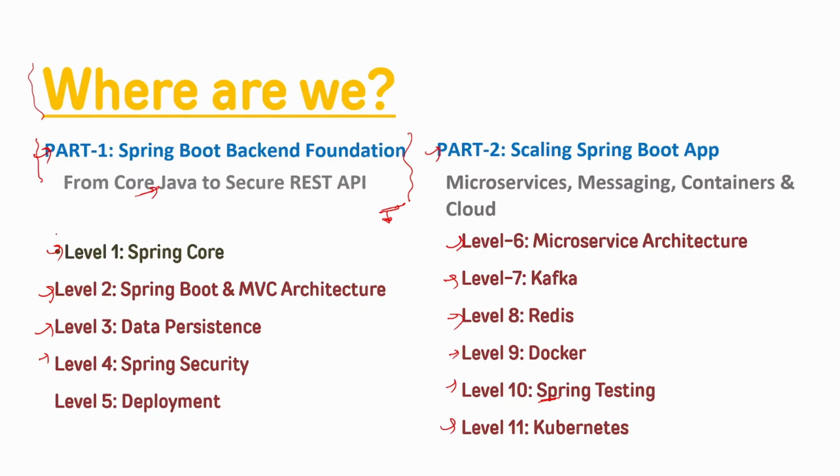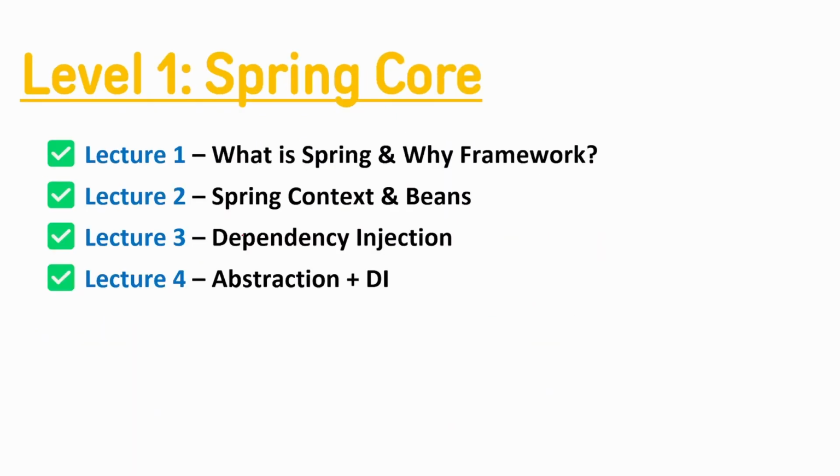Currently we are in level 1, Spring Core. This is going to be the fifth video in this level. So what have we already learned in level 1? In lecture 1, we learned what a framework is, why there is a need for a framework, what the Spring framework is, and how it is different from other frameworks. Then in lecture 2, we learned about one of the very foundational things of Spring and Spring Boot, that is the Spring context and beans, and the different methods of creating beans.